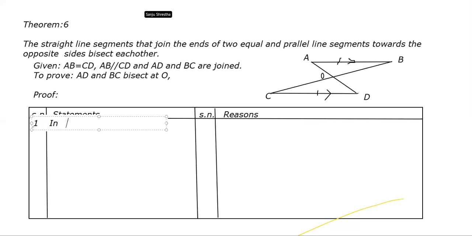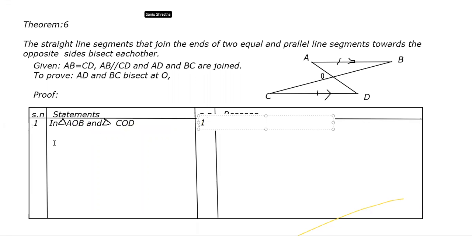In triangles AOB and COD, two triangles are here, AOB and COD. Let's prove they are congruent first.